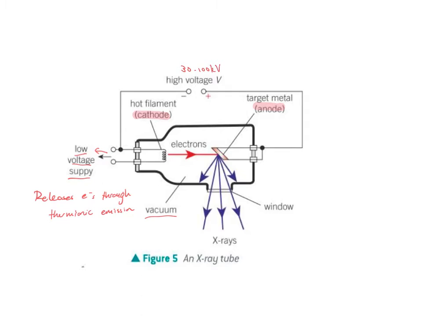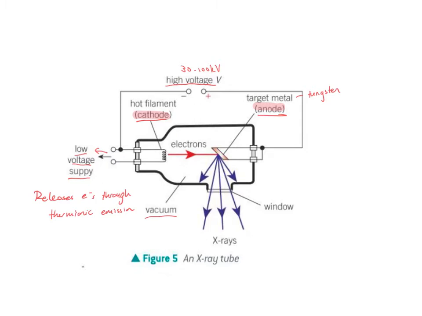So what we have there is the electrons being released through thermionic emission. Those electrons are then accelerated through this high potential difference between the cathode and the anode. So they're accelerated towards the target metal. The target metal usually used is tungsten that has a high melting point. So the X-ray photons are actually produced when the electrons are decelerated by hitting the anode.